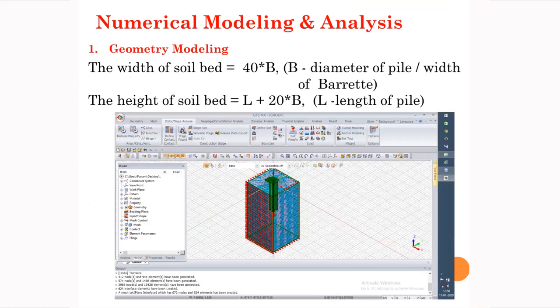In the first step, the geometric model of the problem was created, consisting of the soil bed and the group of piles embedded in the soil bed. The dimensions of the soil bed were equal to 40 times the dimensions of the barrette, and the height of the soil bed was equal to the length of the pile plus 20 times the dimensions of the barrette.